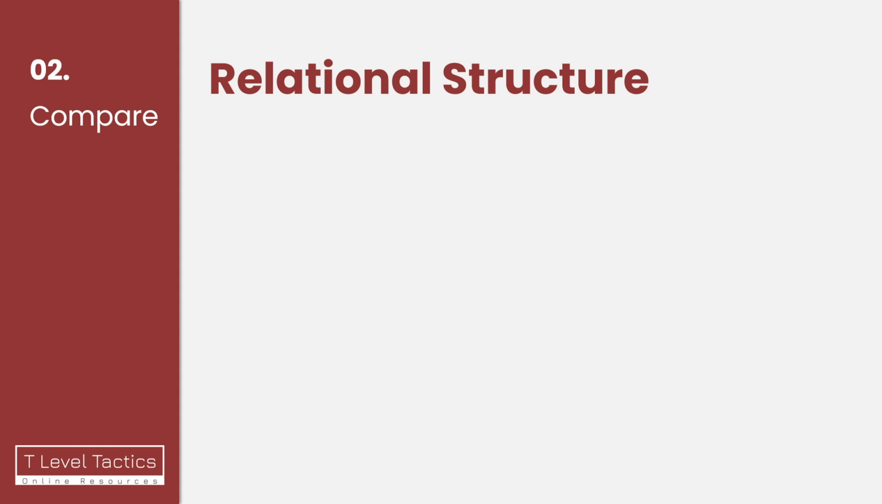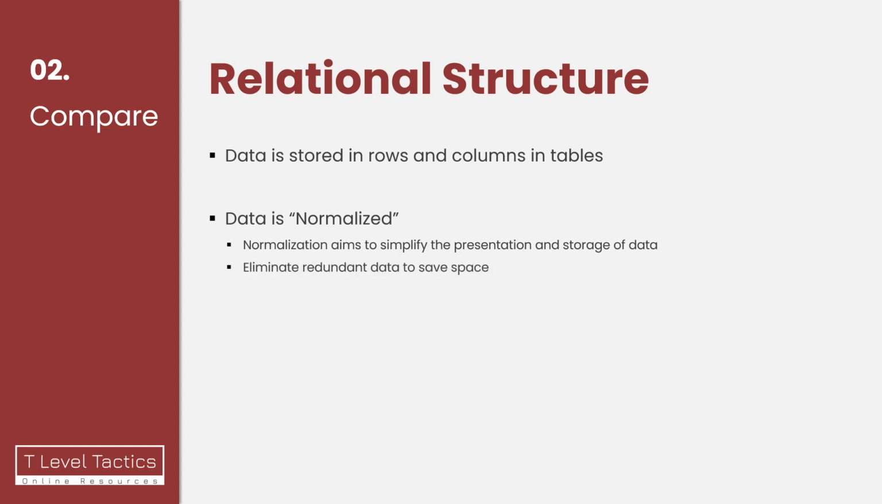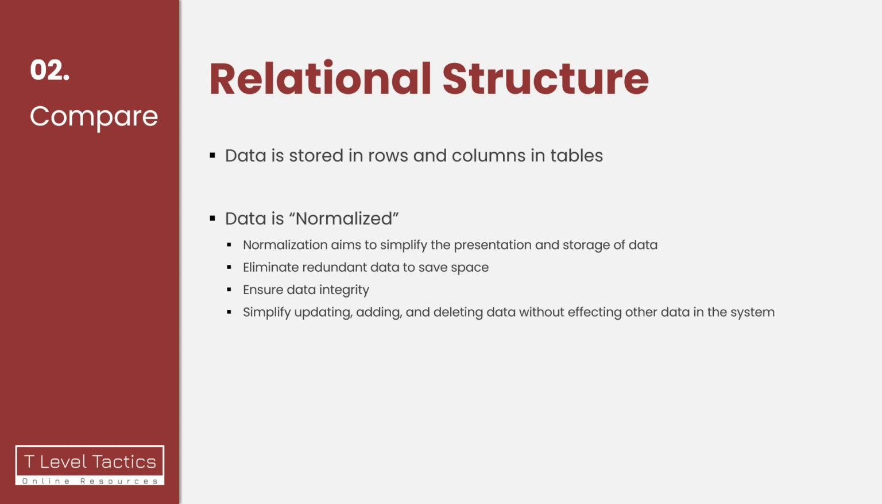In a relational structured database, data is stored in rows and columns in tables, and the data is normalized. Normalization aims to simplify the presentation and storage of data, eliminating redundant data to save space, and trying to ensure data integrity. Normalization can simplify updating, adding, and deleting data without affecting other data in the system. There's more on normalization in a future video.